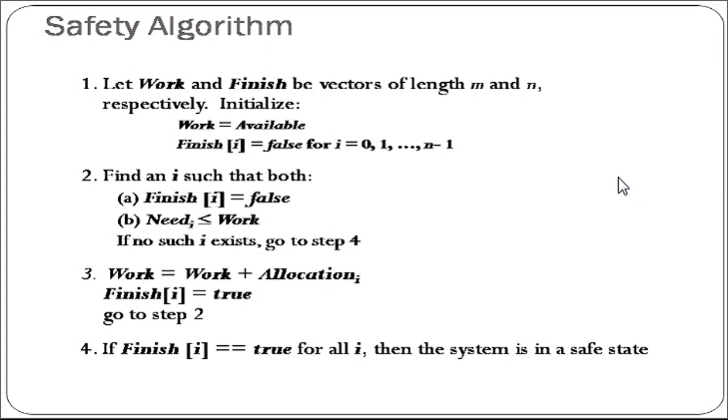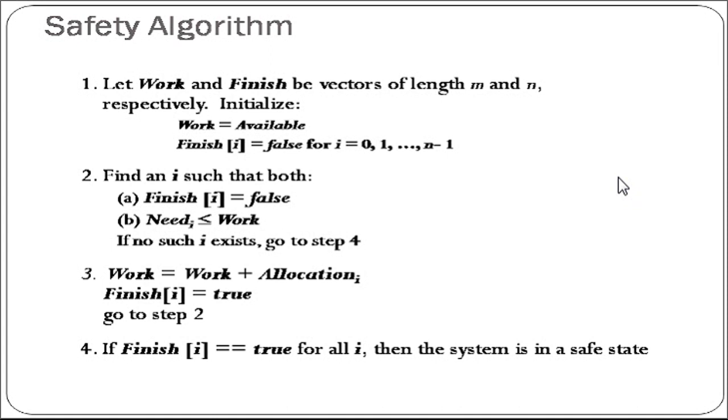The length of the vector work is m and the length of finish is n. Initially, work is equal to available, and we assign finish of i is equal to false for all the processes 0 to n minus 1. Now find the i such that both conditions hold, that is finish of i is equal to false and need is less than or equal to work. If no such i exists, then we go to the finish is equal to true check.